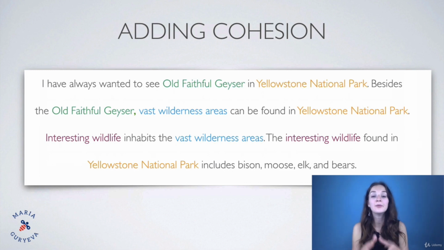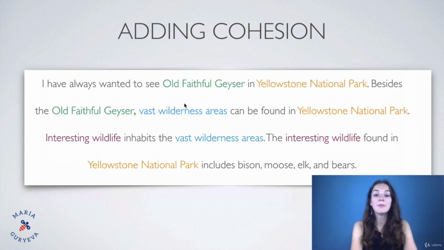Another thing which can help you with your cohesion is adding cohesion in your sentences by changing the nouns to the pronouns, so that you don't have to repeat a noun over and over again, but you can just replace it with a pronoun. This makes your text coherent because it actually connects the sentences to each other. Let's have a look. I have always wanted to see Old Faithful Geyser in Yellowstone National Park. Besides the Old Faithful Geyser, vast wilderness areas can be found in Yellowstone National Park. Interesting wildlife inhabits the vast wilderness areas. The interesting wildlife found in Yellowstone National Park includes bison, moose, elk, and bears.